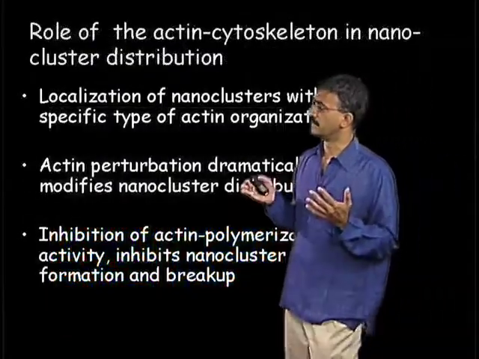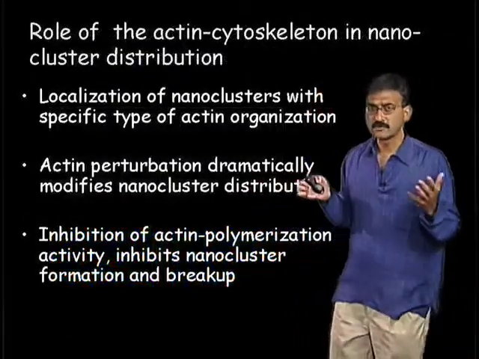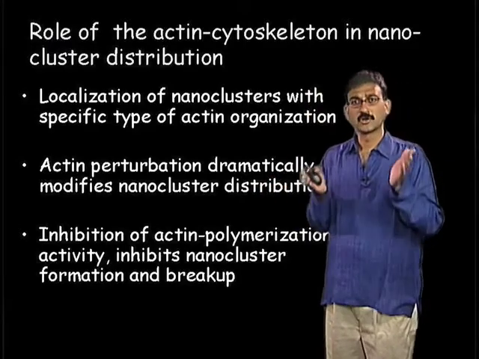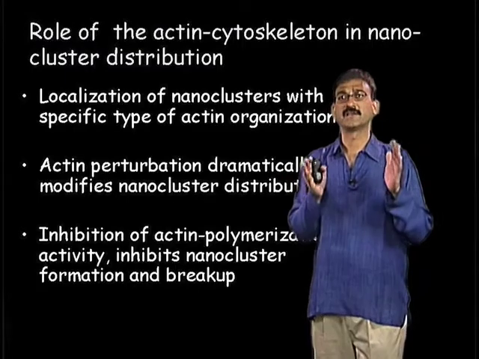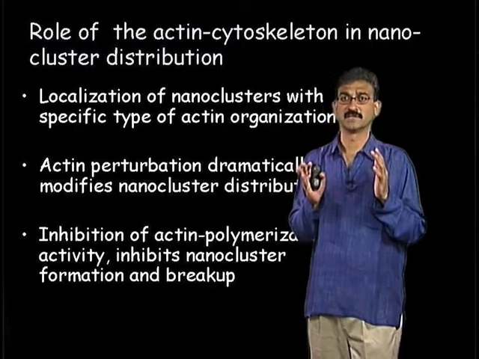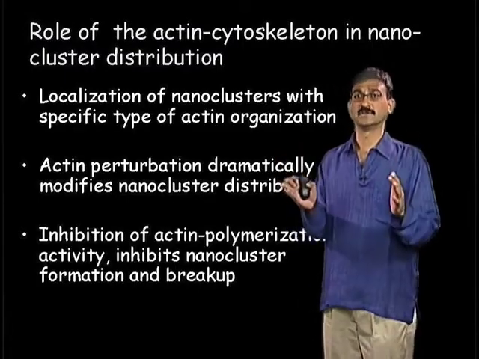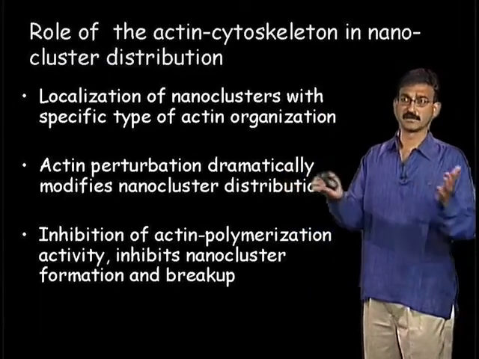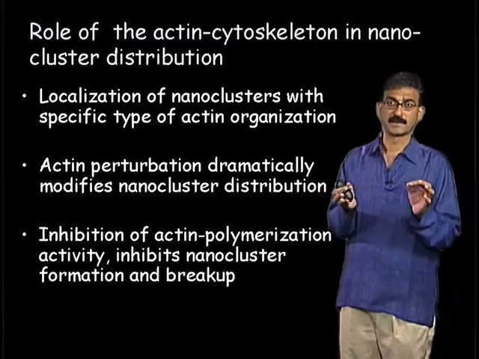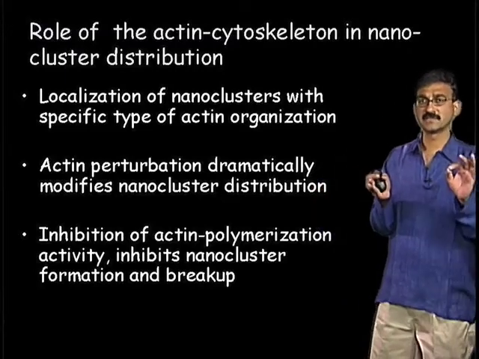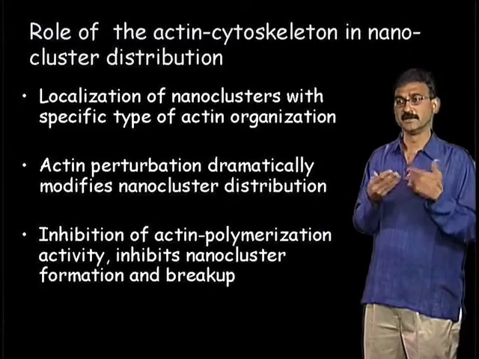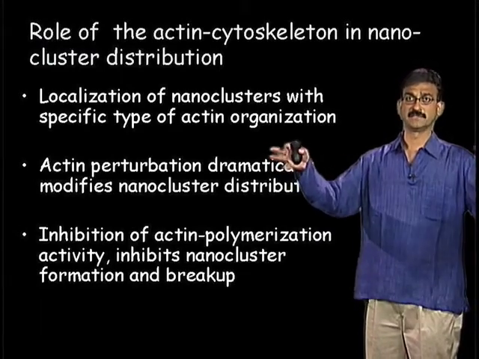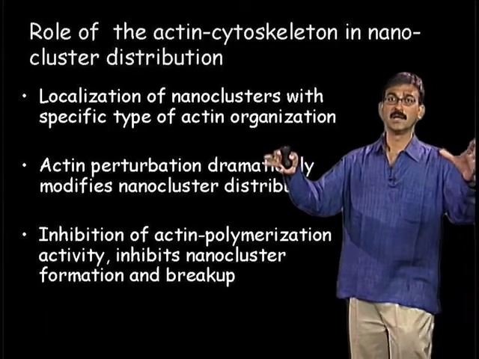Experiments that we have begun to do suggest that the localization of these nanoclusters correlate with specific types of the cytoskeletal organization, specifically the actin organization. In fact, perturbing the actin cytoskeleton using drugs that can impair the polymerization or prevent the depolymerization of actin dramatically affects the distribution of these nanoclusters in cell membranes.